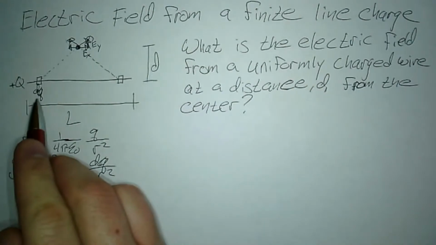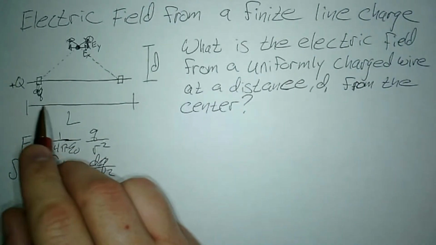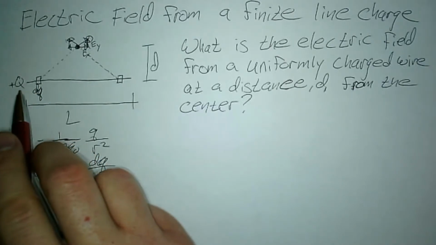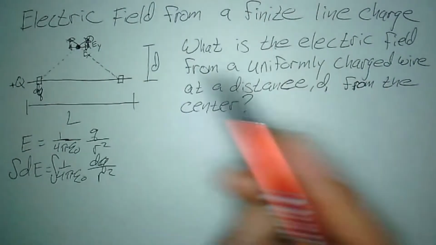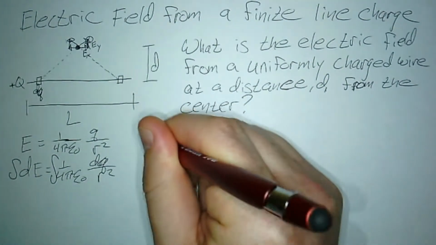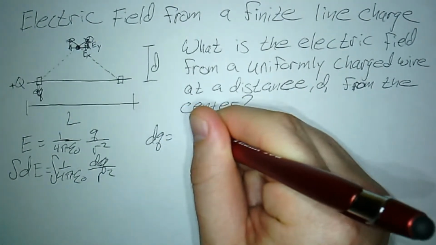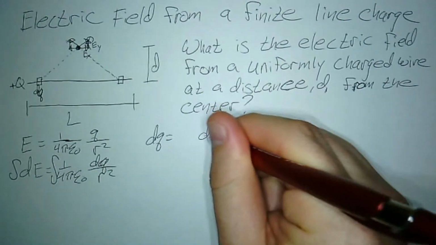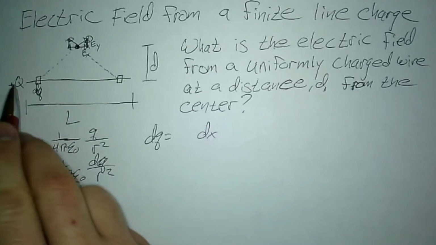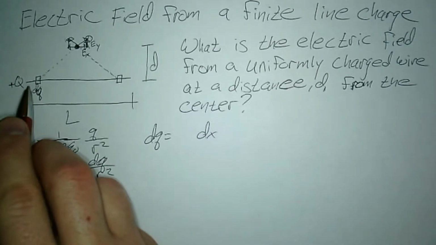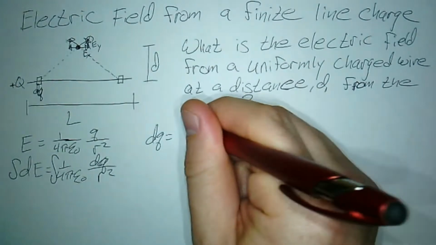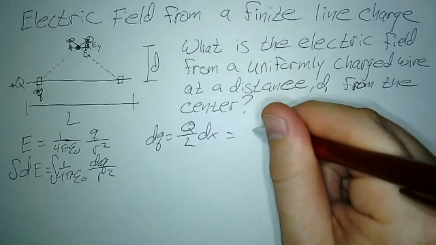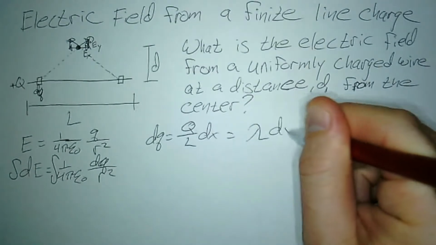Well, I know that dq is going to be however long this bit is, right? So let's say it has a width of dx. So let's say dq equals dx. But we want to have the charge per length there, right? So we care about that. So we'll say Q over L. And let's just simplify Q over L as the linear charge density. So we'll say lambda dx.